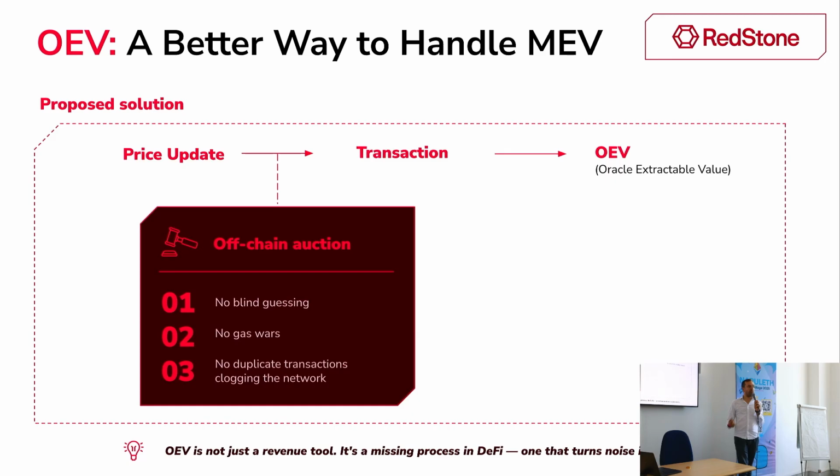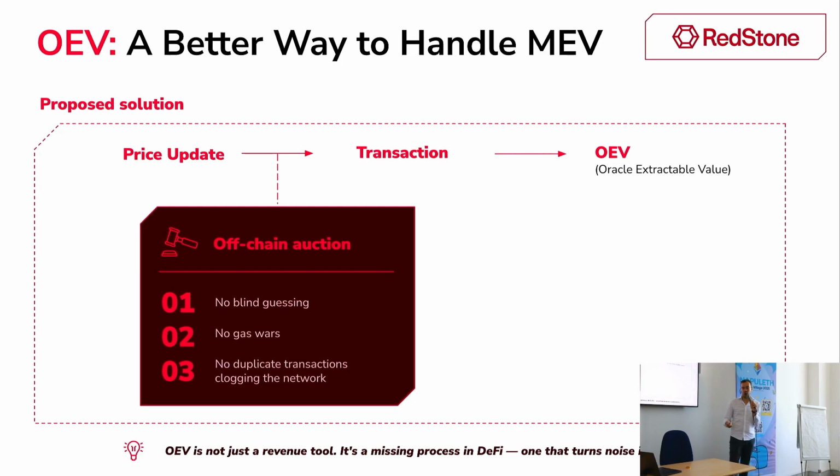There is a better way to do this, which is called OEV, which stands for Oracle Extractable Value, and effectively switches this problem on its head. With OEV, whenever there is a price update that can trigger a liquidation, we run an off-chain auction where all the liquidators can bid for the right to liquidate a specific position.